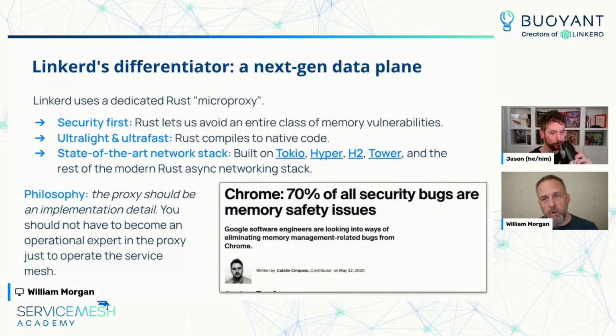Rust compiles directly in native code to get something very, very fast. All of the most modern, most interesting, state-of-the-art work that's happening today in network programming is happening in Rust. So we get to make use of this amazing ecosystem of libraries like Tokio and Hyper and the rest of the modern Rust asynchronous networking stack. And all of that goes directly into the proxy.